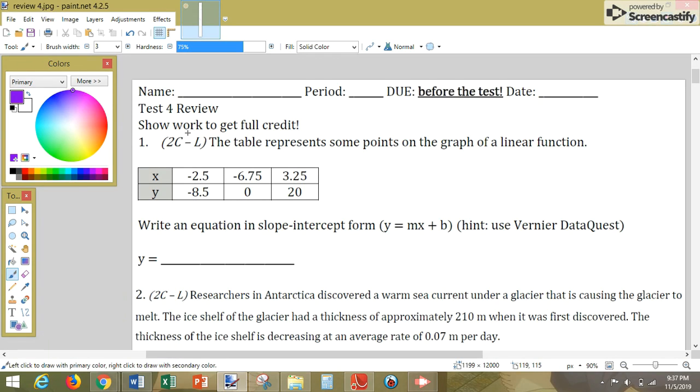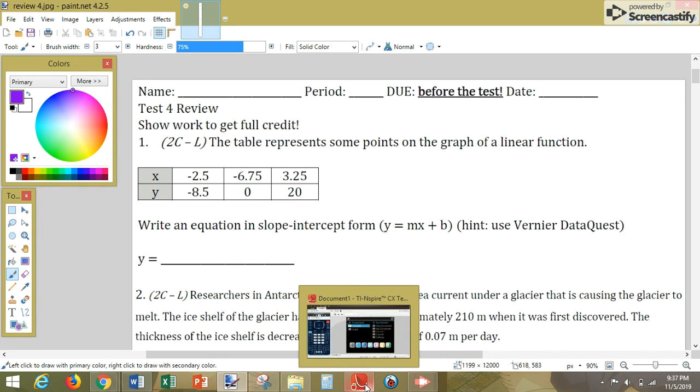Test 4 review. Show work to get full credit. This is due before the test. Number 1, 2C. The table represents points on the graph of a linear function. Write an equation in slope-intercept form, y equals mx plus b. Hint, use Vernier Data Quest.